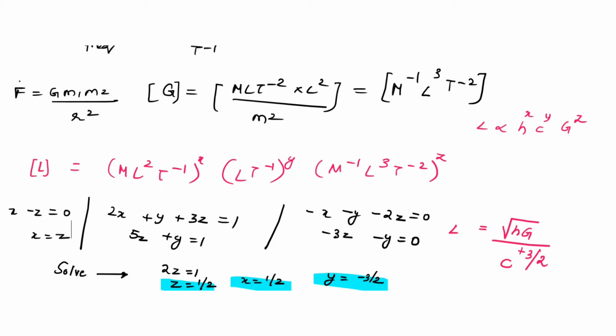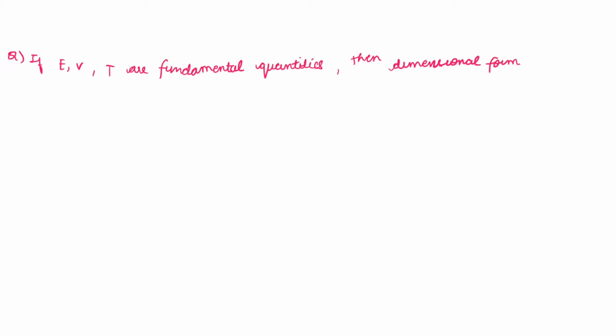Okay, now we move to the next question. The question goes like this: if E, V, T are fundamental quantities, where E is the energy, V is velocity and T is time, then find the dimensional formula of surface tension. The very first step is to write the dimensions of E, V and T. Energy is M L square T power minus 2, as we all know. Velocity, discussed n number of times, is L T power minus 1, and time is simply T.